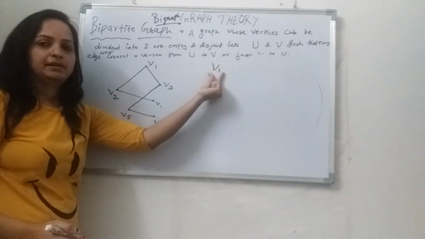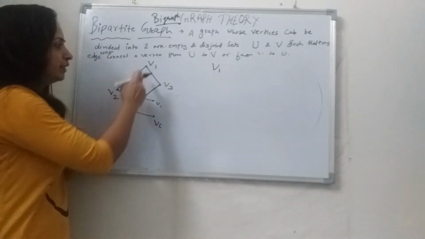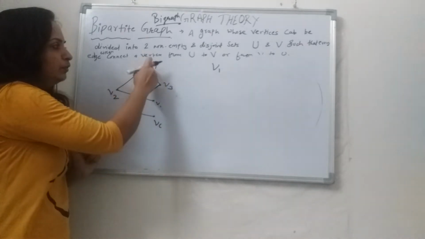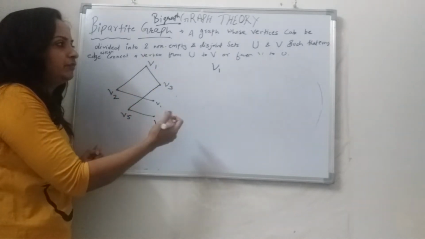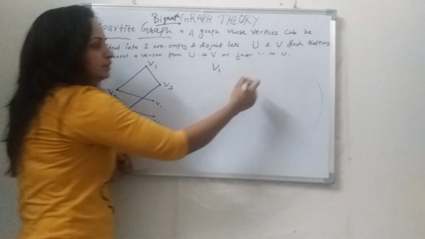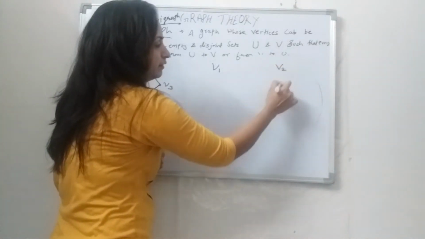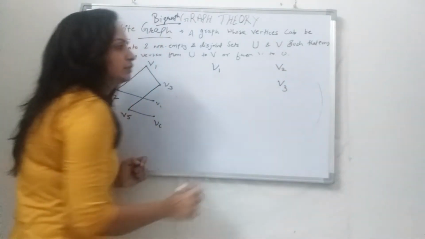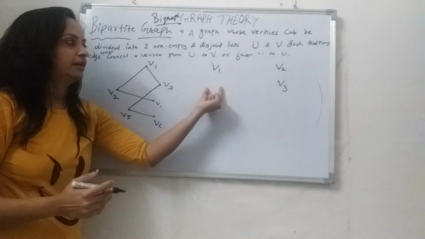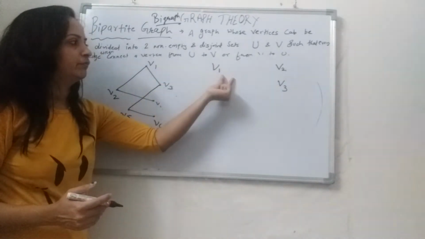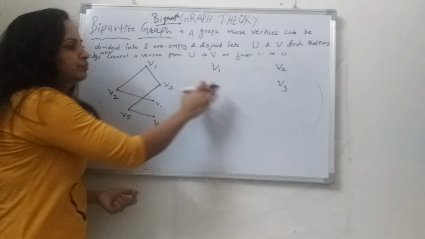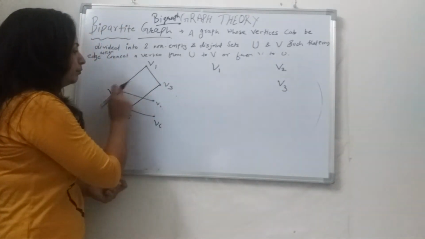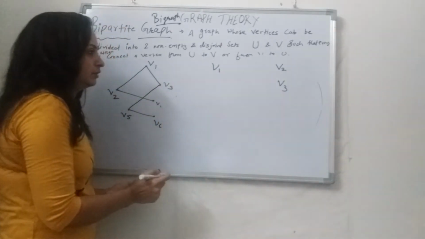I start with the vertex V1. V1 is connecting to V2 and V3. So V2 and V3 must be in another set. So I am writing them here, V2 and V3. This is the basic way to start with a bipartite graph. Start with one vertex and put the adjacent vertices in the other set. So I am putting V2 and V3 in the other set.